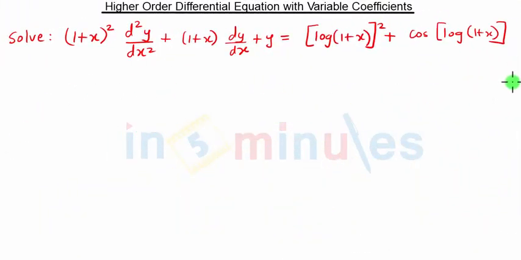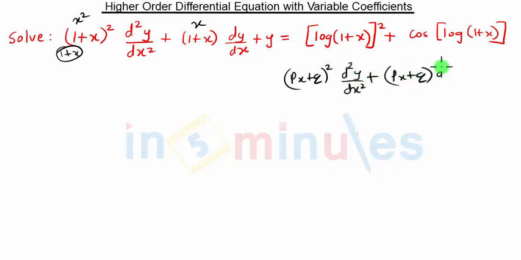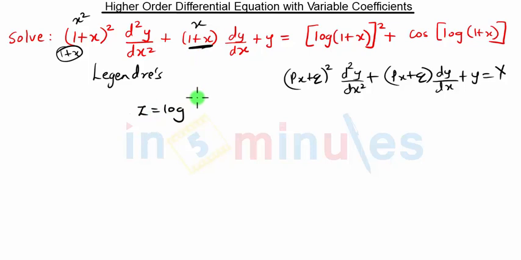So the problem is this. In this equation if you see we do not have x square term or x. Here we have 1 plus x. So this equation matches with (px plus q) the whole square d square y/dx square plus (px plus q) dy/dx plus y equal to some function of x. So this equation is nothing but Legendre's equation. So for Legendre's equation we substitute z equal to log of this term which is 1 plus x. Then 1 plus x will be e raised to z and x will be e raised to z minus 1.